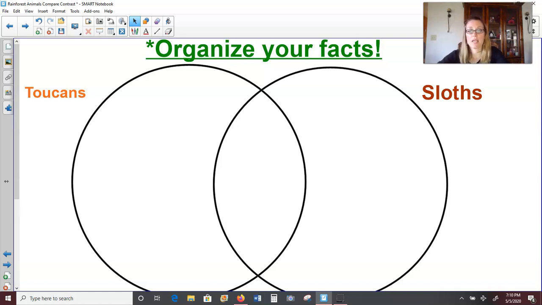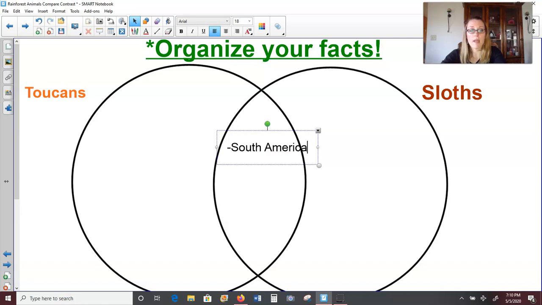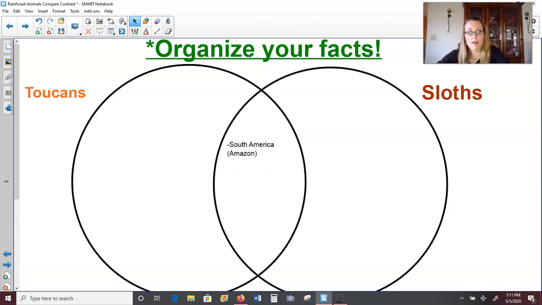Both sloths and toucans, obviously they live in the rainforest, but they're both found in South America, specifically in the Amazon rainforest. So I'm just going to put that as a fact, a similarity here. Just kind of making some space and room for my other ones. Now, of course, I'm going to expand on this a little bit whenever I write my paragraph, but I just need to jot some notes down on my organizer.